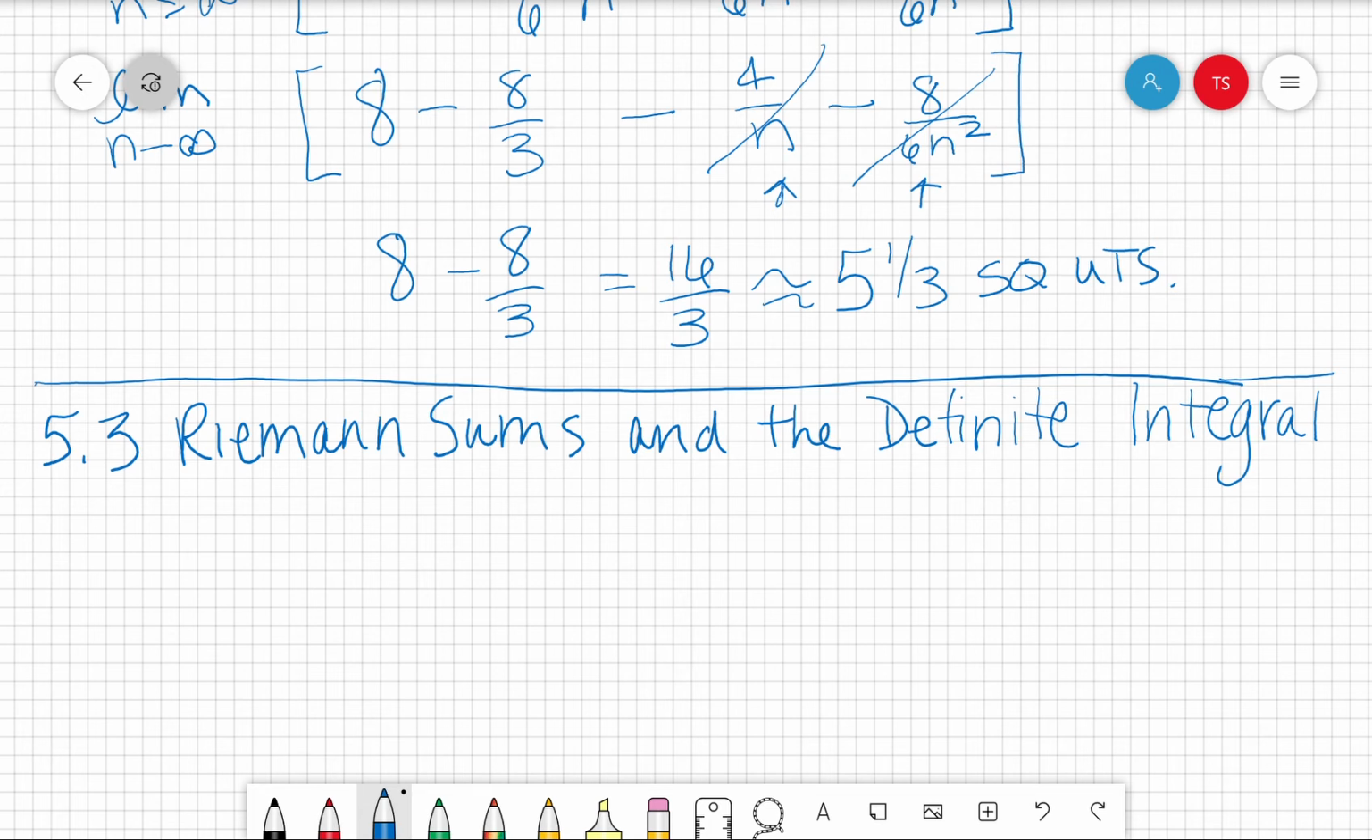In this integral, we are going to look at something called the Riemann sums. Essentially, it's the sum of all of our rectangles and the definite integral. So we'll start off with a definition.